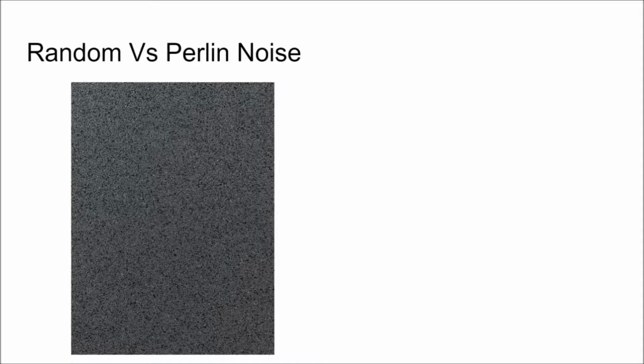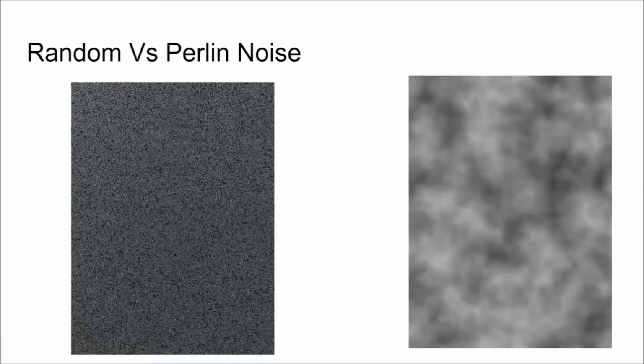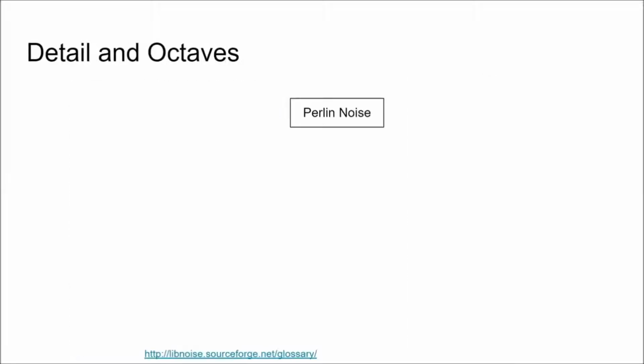So if we think about this in terms of 2D, we have here a completely random 2D plane that has little pixels that have different grayscale values. Some are black, some are white, and some are something in between, and it's completely random. But if we look at Perlin noise in 2D, it has this cloudy look to it because the transitions are much smoother. So what is Perlin noise really doing?